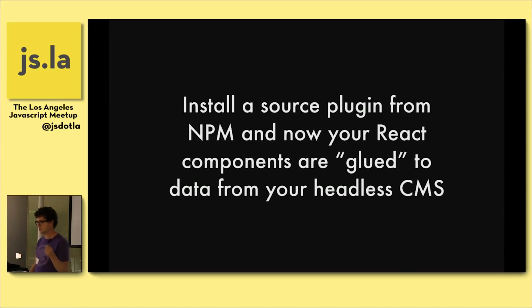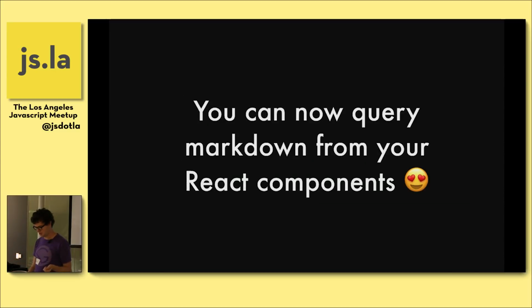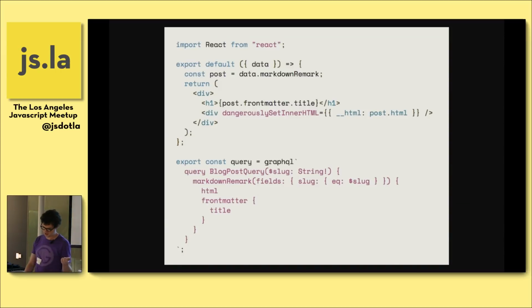So now you can just install a source plugin for wherever your data is coming from, and that's just on NPM. And then using that, your React components are glued to data from your headless CMS. And so you can query your data from your React component. So doing stuff like this, where you have a normal React component at the top, and then down below you have a GraphQL query, which is grabbing the HTML and the title, and then putting it into the component.